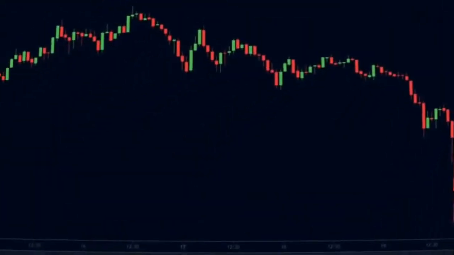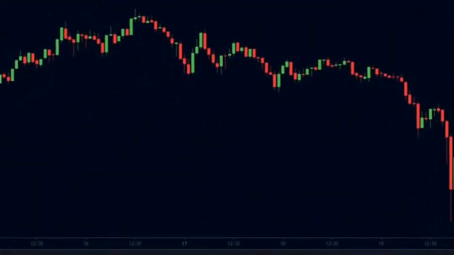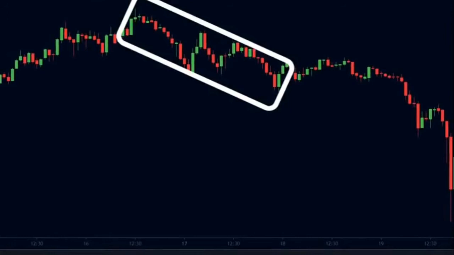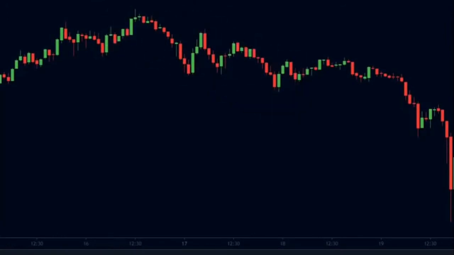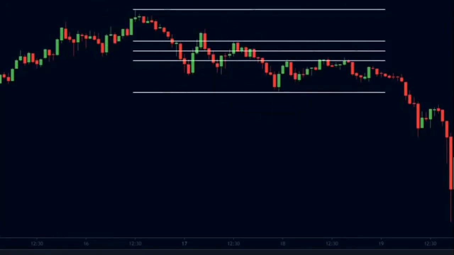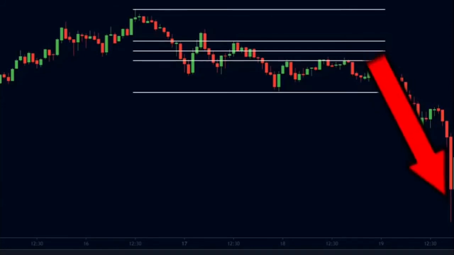For instance, look at this chart. Here we see the market make a strong down move. So, we plot the Fibonacci retracement tool to measure the pullback. As you can see, the pullback is short and shallow. It does not go beyond the 0.382 level. Hence, we can expect a strong down move. And as you can see, there was a sharp sell-off after the shallow pullback.